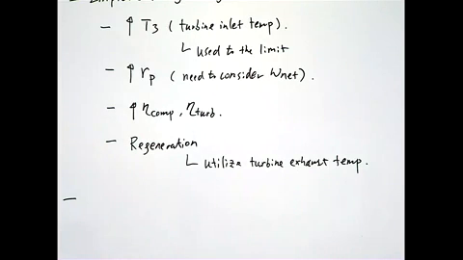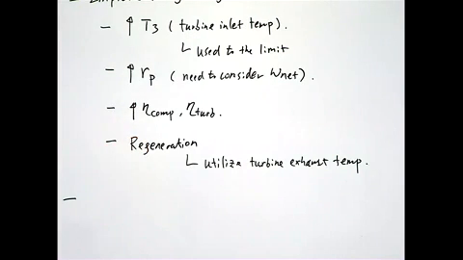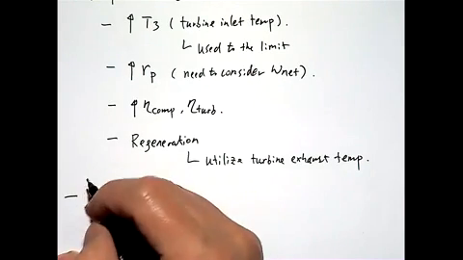Another modification of the basic cycle is a further development of the regeneration. In addition to adding a regenerator, we also add two additional components: an intercooler between multiple compressors and a reheater between multiple turbines. That's the next thing we are going to discuss.